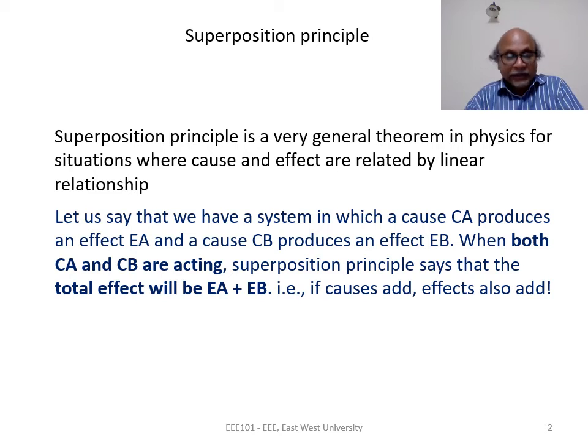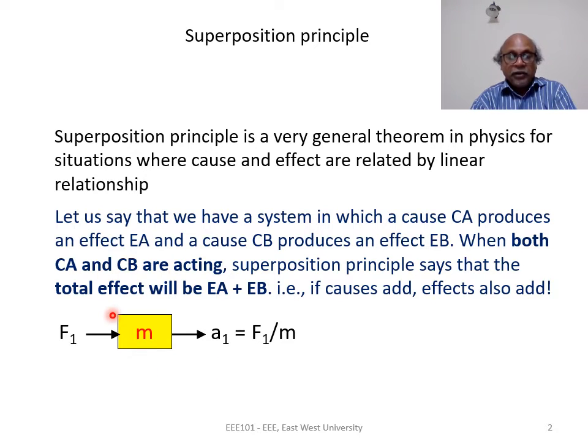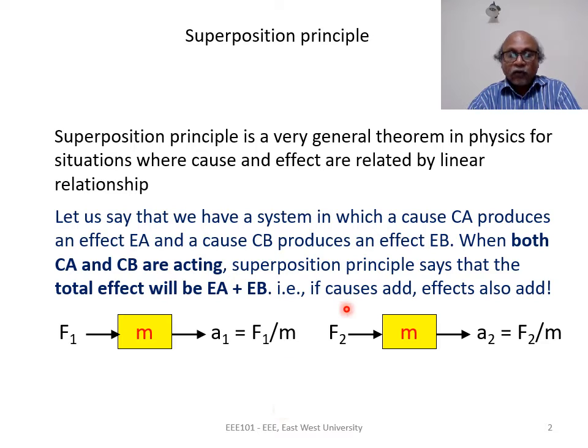We can now look at an example. We have a mass m, the cause is a force F1 and the effect is acceleration A1. So we can say that cause F1 produces effect A1, which we can find out from Newton's law. Now if we apply a different force F2, the effect A2 will also be different. So F1 cause produces A1, F2 cause produces A2.